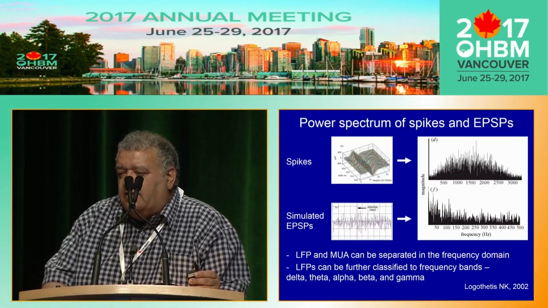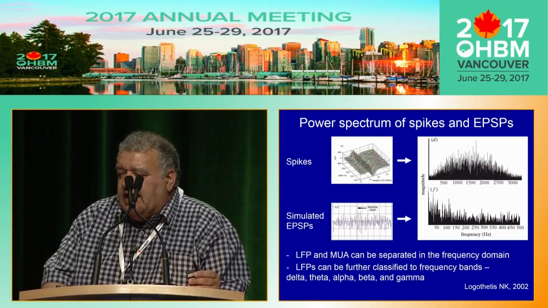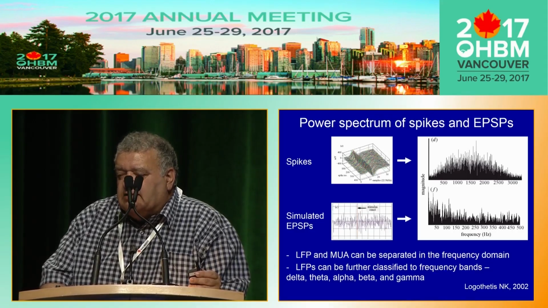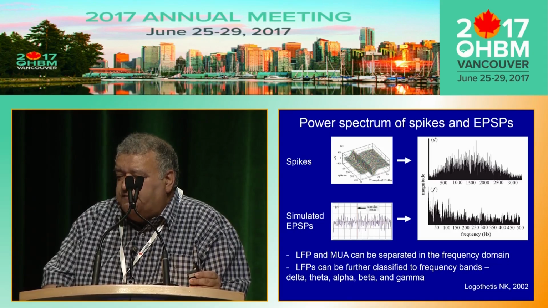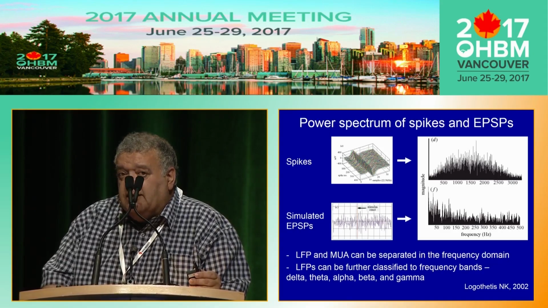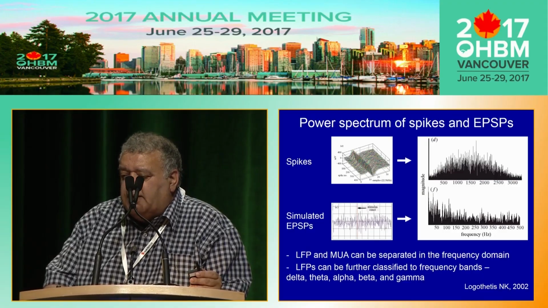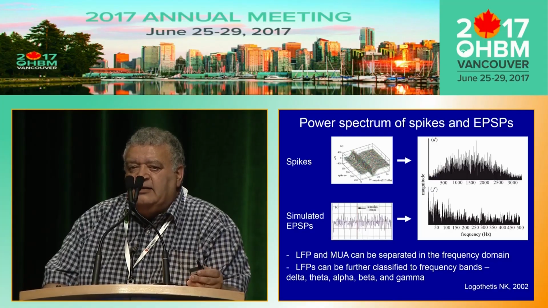Because if we look at spectra of action potentials, we can see that the energy is mainly focused at 400, 500 hertz and above. And in contrast, if we look at spectra of EPSPs, excitatory postsynaptic potentials, we can see that it is focused mainly with power below 100 or 150 hertz. So local field potential that represents synaptic activity and multi-unit activity can be separated in the frequency domain, and obviously local field potentials can be further classified to frequency bands that are used classically in the EEG literature.